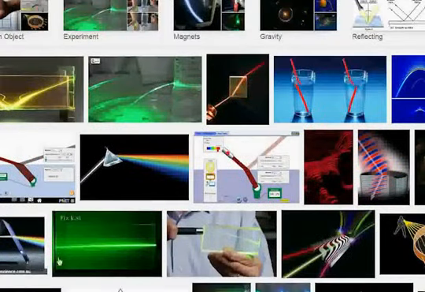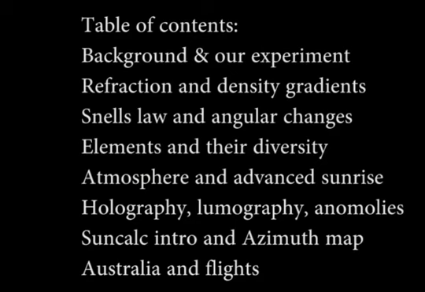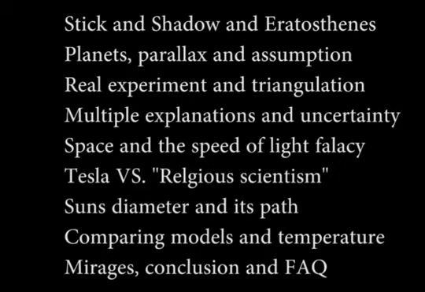in favor of it. Other topics covered will be the stratosphere, density gradients, Snell's law, Fata Morgana and mirages, Nikola Tesla, the SunCalc website, sunsets, the azimuth equidistant map, the false math of relativity, the diameter of the sun, the moon's face, light speed fallacy, and several other topics. If you want to see specific topics, here is a table of contents. However, we recommend that you watch the entire video, especially the parts on refraction.